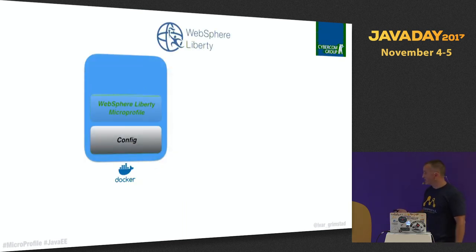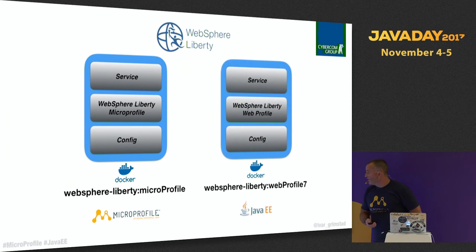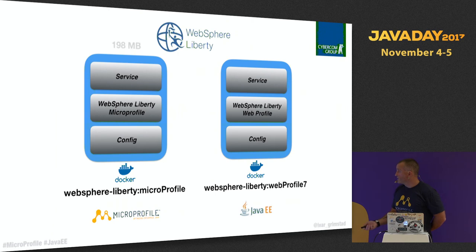So if we compare this different kind of stuff, if you run the microprofile Docker image from Liberty compared to the Java EE 7 image, the microprofile image would be like 200 megs. That's the two lower layers in your application. Whereas the full Java EE web profile would be like 237 megs. I think they've slimmed it down with Open Liberty. It's like 79 megs or something. So it's significantly smaller now. But still, it's comparable in size.